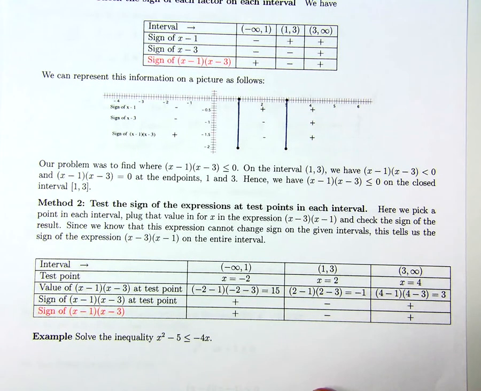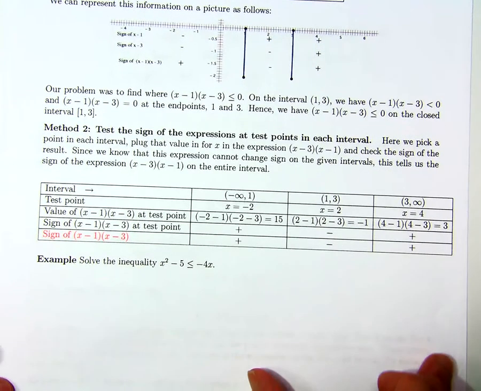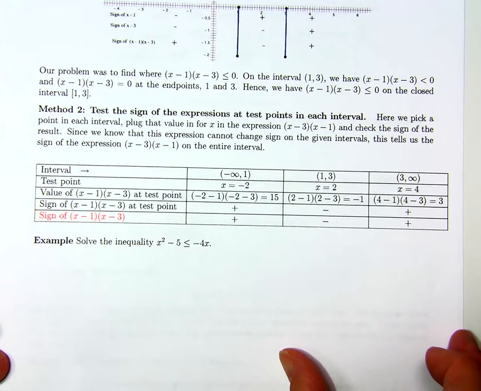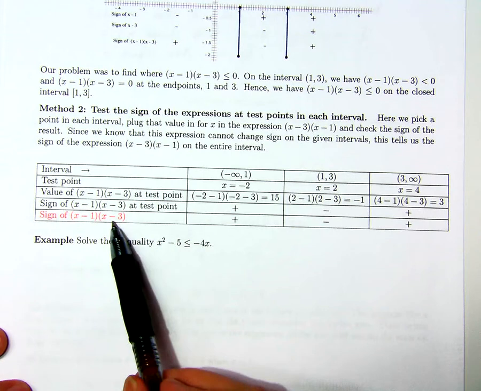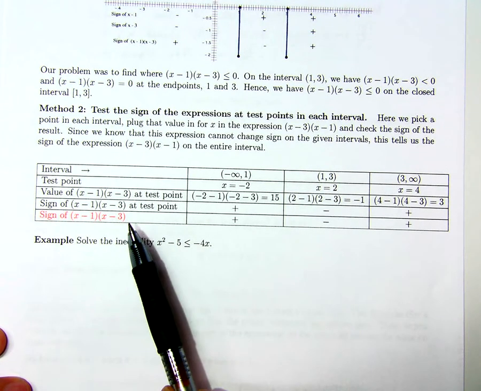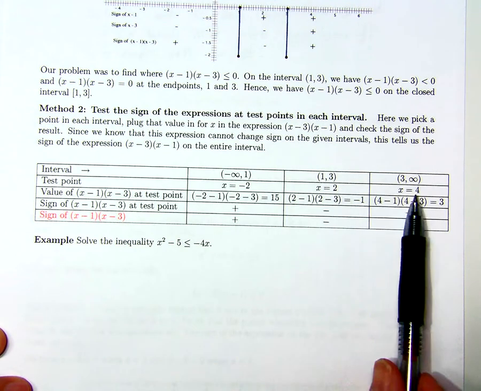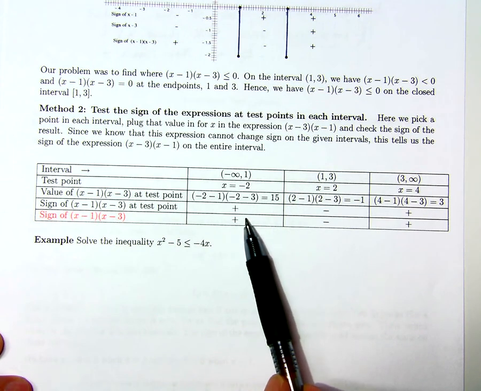The other method of figuring out where this product is positive and where it's negative on the subintervals that we have identified is to pick any point in each subinterval and test its value, because we know that the sign of this product cannot change on any of these subintervals we've identified. And so if we pick any old point in each of the intervals and check the value of the function, that tells us whether the thing is positive or negative.